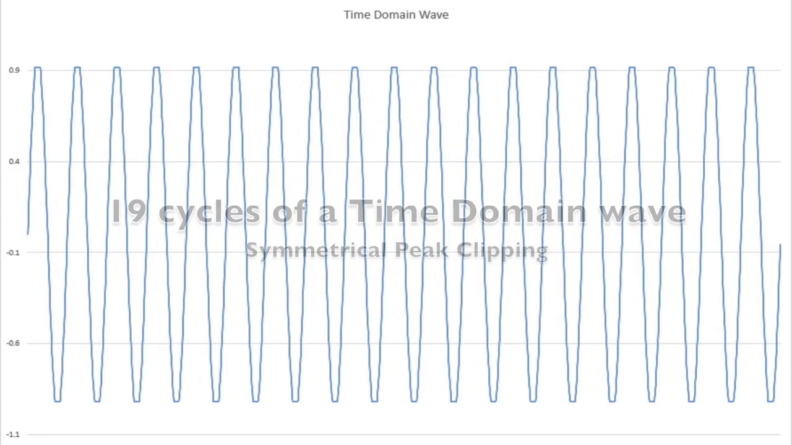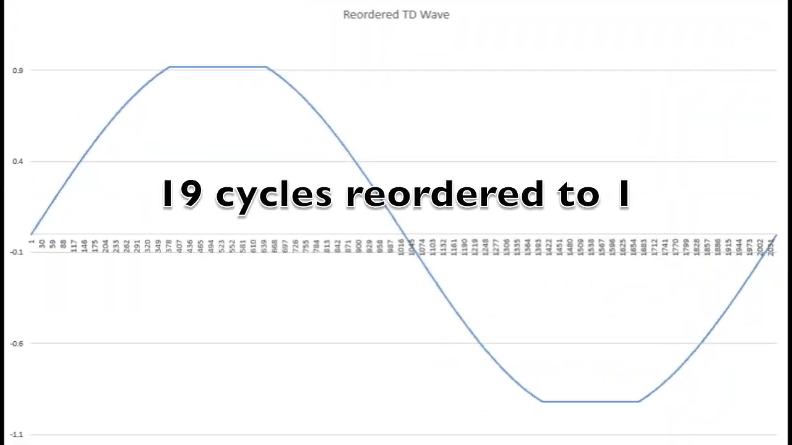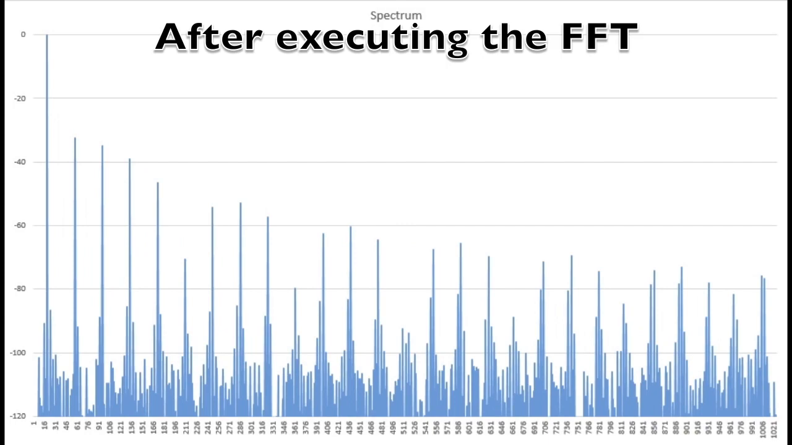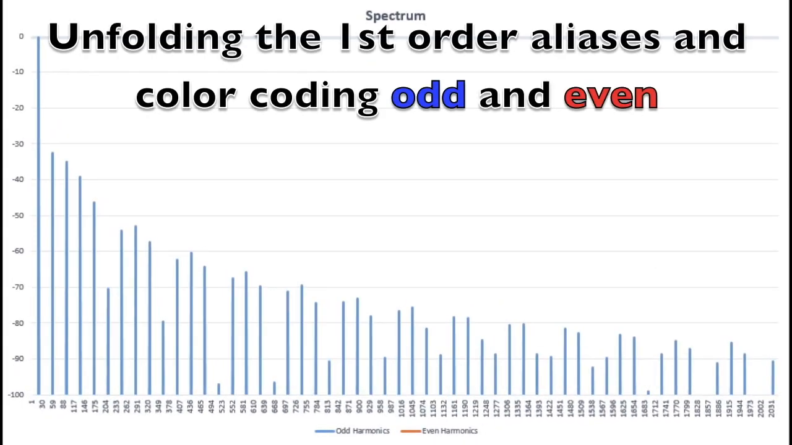Now let's compare a symmetrical distortion versus an asymmetrical distortion. So here's a symmetrical peak clipping. I do the FFT, then I deal with the aliases and color code it. There's no even harmonics here.